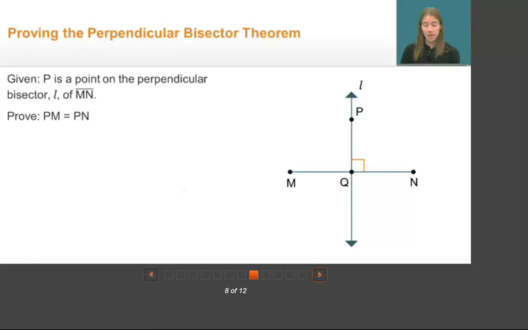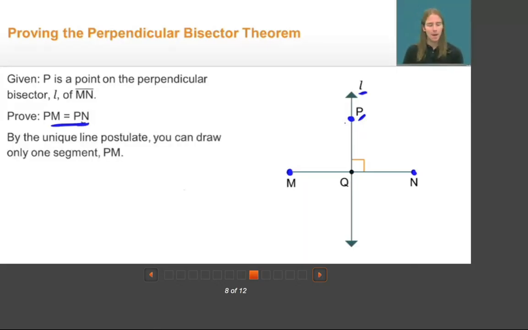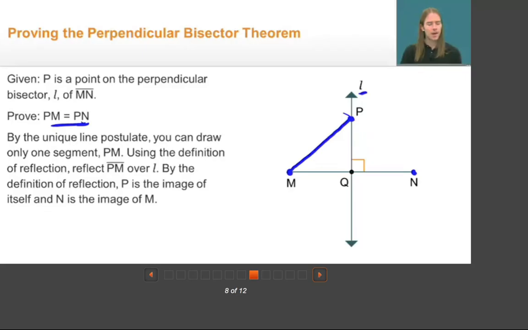Here we are given that P is a point on the perpendicular bisector L of line segment MN. And we need to prove that the distance between P and M is equal to the distance between P and N. Well, we can start by using the unique line postulate. We know that there is exactly one segment between points P and M. Now, after I've drawn that segment, I can reflect it across line L. It'll look like this when I'm done.